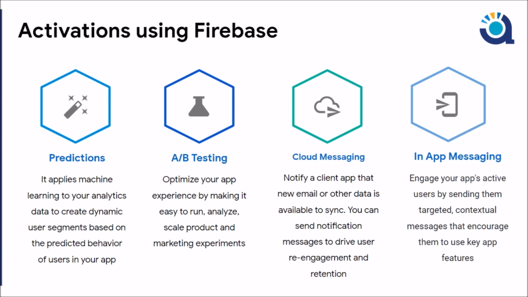One thing to note here is we can use predictions along with notifications to deliver one-time messages or maybe recurring campaigns. For example, we can automatically send a notification to those users who are predicted to stop using our app.